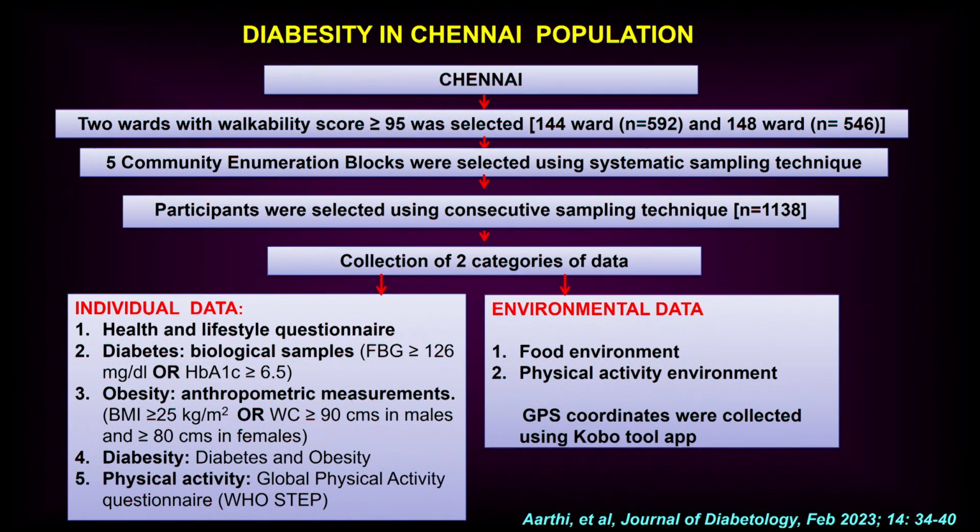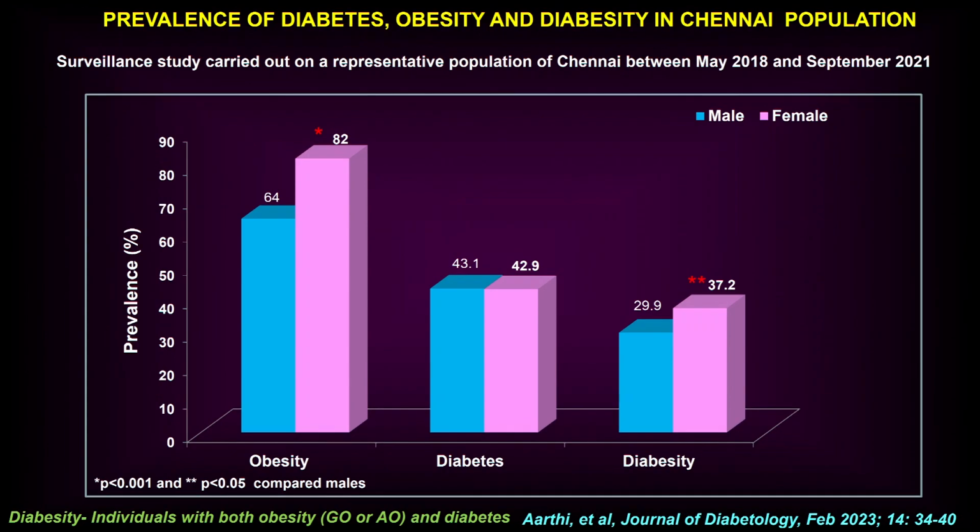She took 2 of these wards and not only studied the individual health data, but also the environment data, which is the food environment and the physical activity environment, and linked this to diabesity. So this was her PhD thesis work. So what did she find?